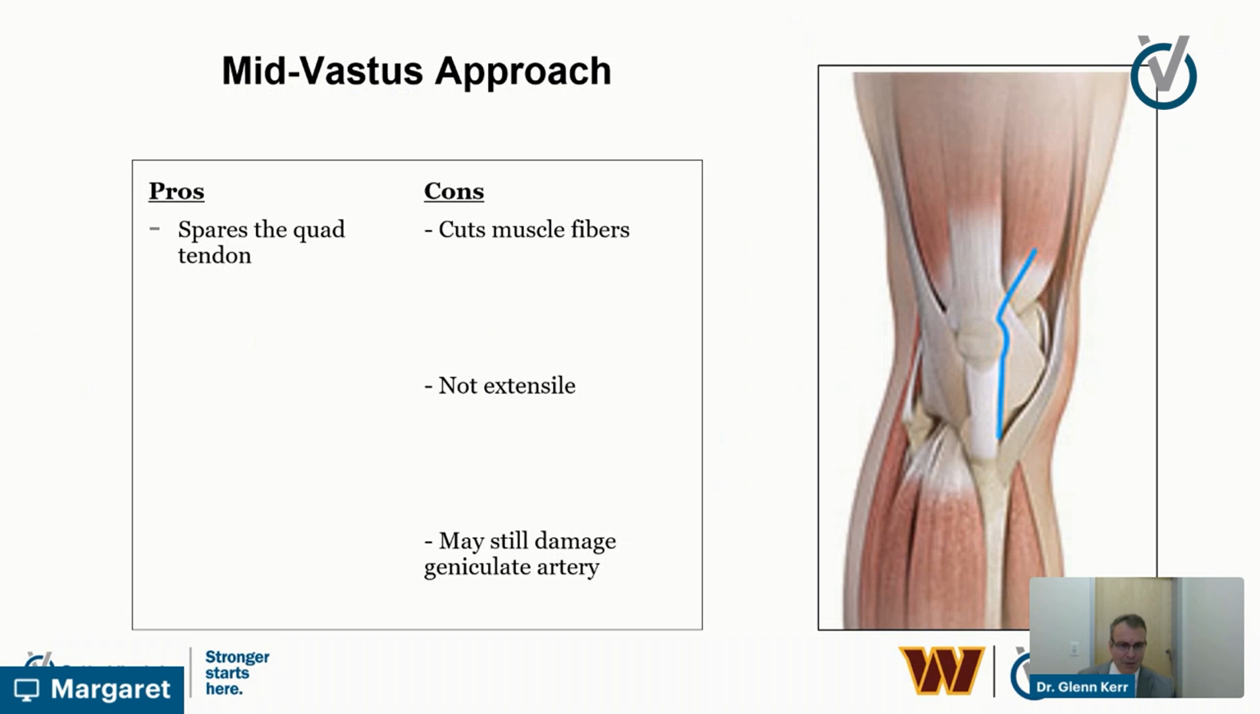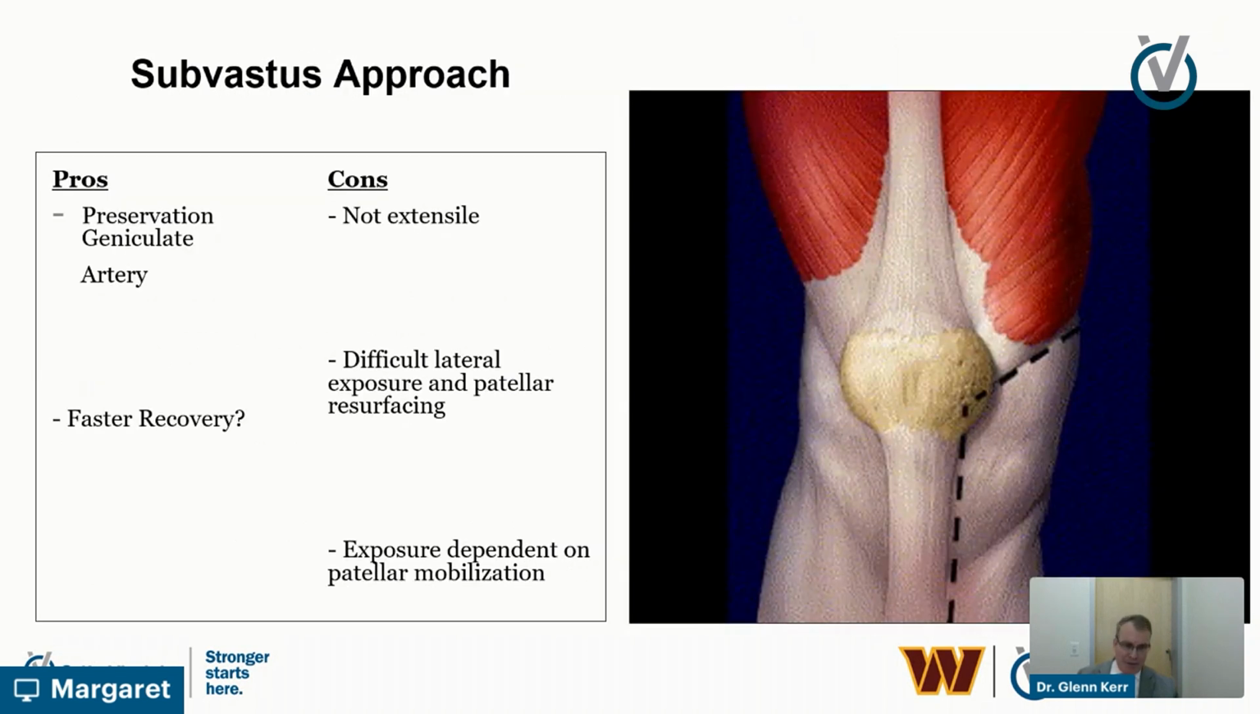The first one is that it does cut muscle fibers, and I think that's the reason that most surgeons would avoid this. It's not extensile. You can't use this for better visualization for revision surgery, and it may still damage the geniculate artery.